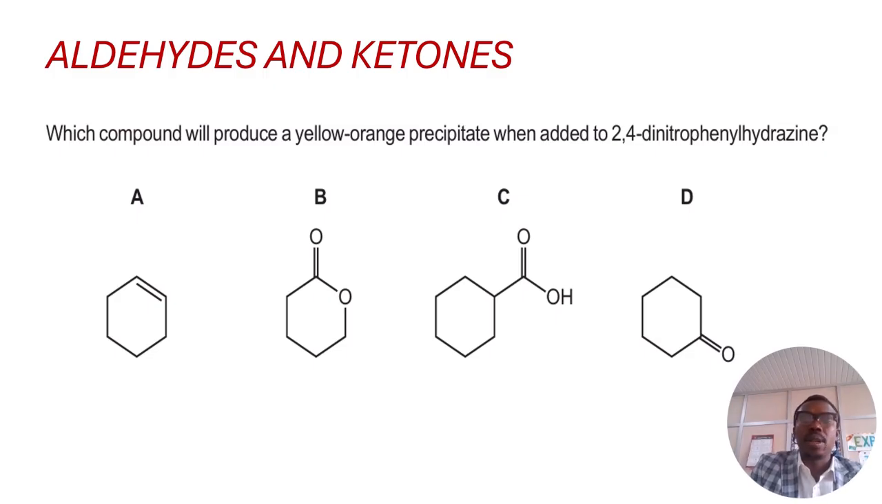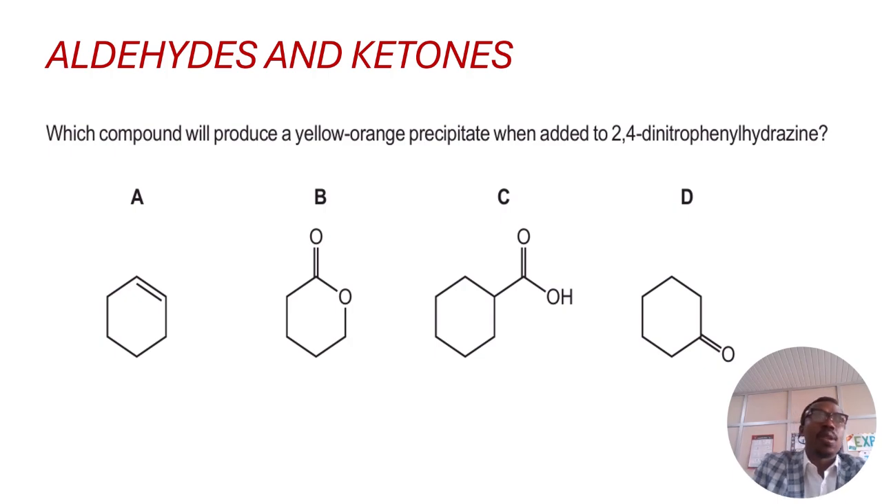I'm back with my lectures, still on aldehydes and ketones. Before us, a typical chemistry A-level question on aldehydes and ketones. Which compound will produce a yellow-orange precipitate when added to 2,4-dinitrophenylhydrazine? So we're going to look at the options.